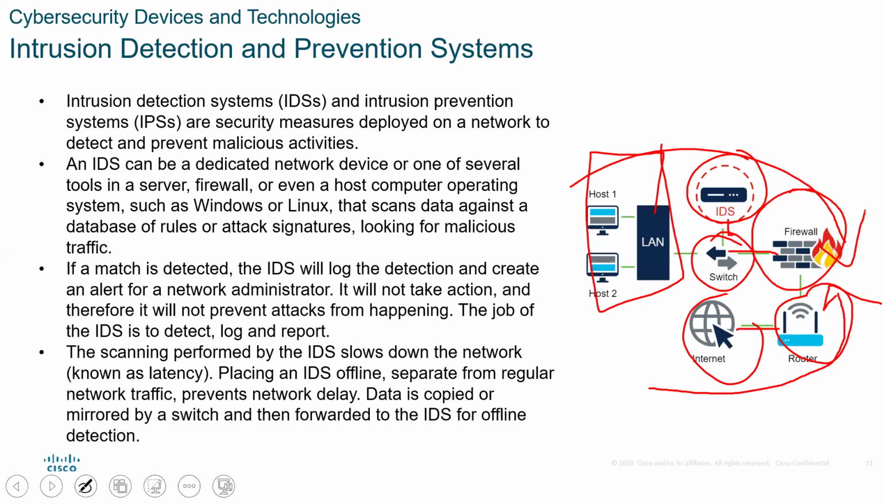Intrusion detection system and prevention system are security measures deployed on a network to detect and prevent malicious activities. An IDS can be a dedicated network device, or one of several tools in a server, firewall, or even a host computer operating system such as Windows or Linux that scans data against a database of rules or attack signatures looking for malicious traffic. If a match is detected, the IDS will log the detection and create an alert for the network administrator.